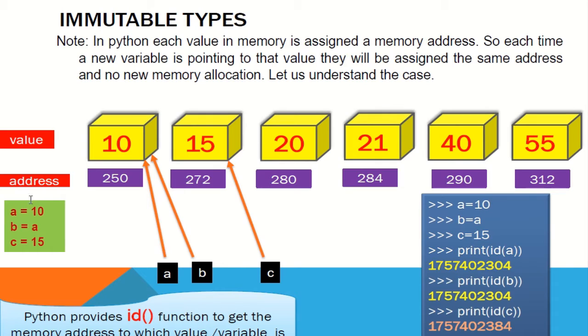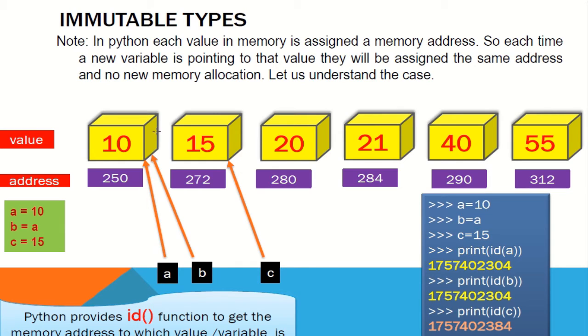Now when you print the data, say a equals 10, b equals a, which means b is also equal to a, so b will be stored as 10. c equals 15. So print id a. Print id a means it will print the id where it has been stored. The id function gives the memory address at which the value or variable has been stored.